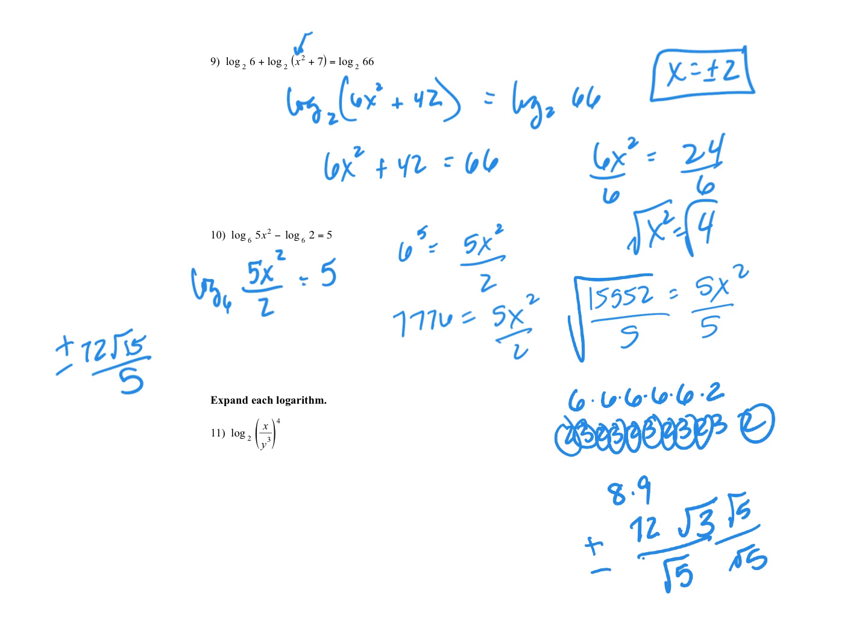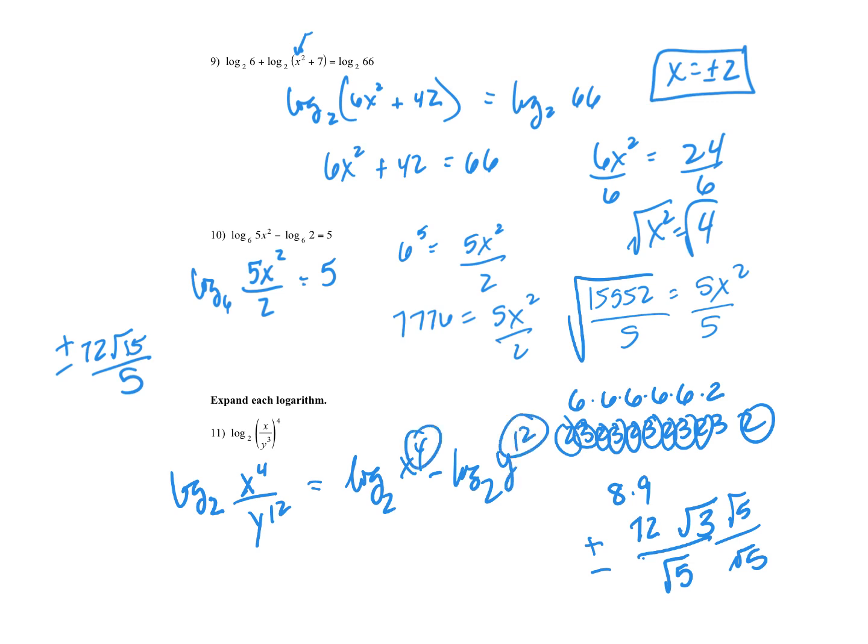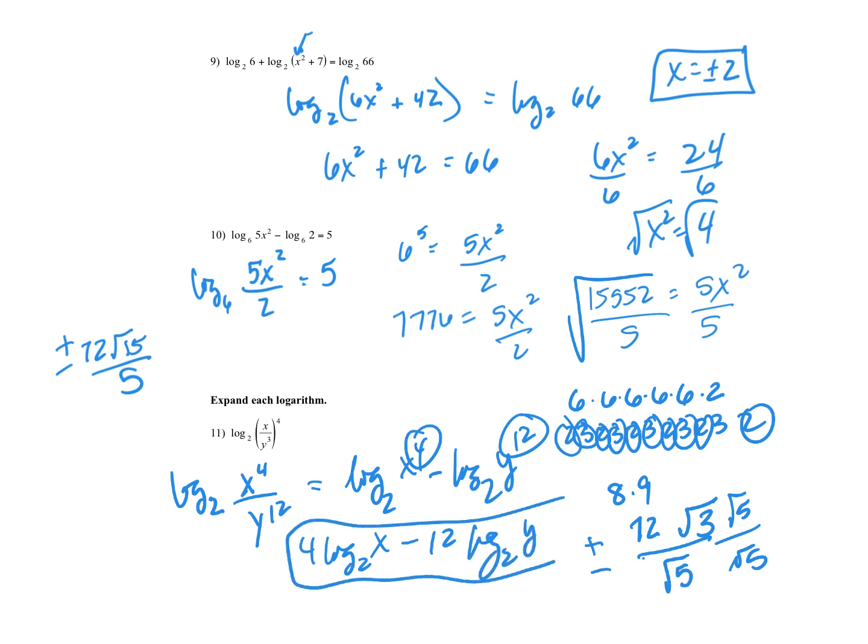So here we're going to expand, and I'm going to give that 4 to everybody, so we have log base 2 of x to the 4th over y to the 12th, because 4 times 3 is 12. And that means if it's division, it turns into subtraction, because we're expanding. Log base 2 of x to the 4 minus log base 2 of y to the 12. But when we have an exponent there, we can put it on the front. So that would be 4 log base 2 of x minus 12 log base 2 of y. And that's your final answer.